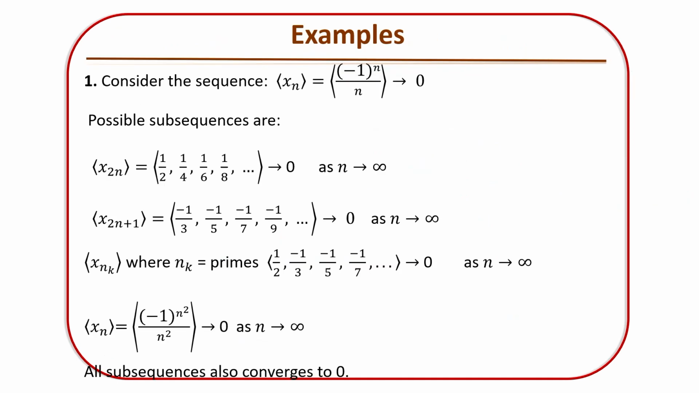So remember this one and consider the sequence xn equal to minus 1 to the power n divided by n. And so what will be the possible subsequences?